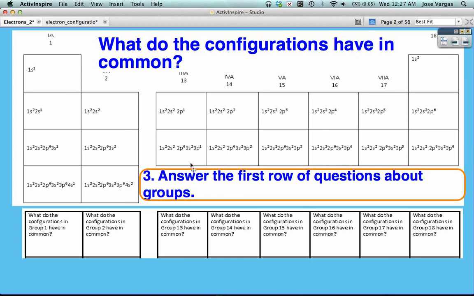Look at number 3. What do all of them have in common? Group number 4. Group number 5, 6, 7, and 8. Take a minute, write this down, pause the video.